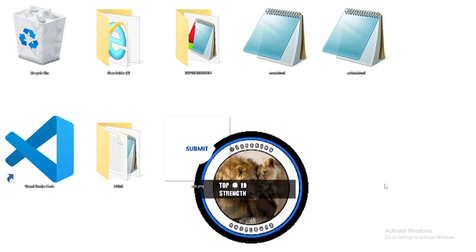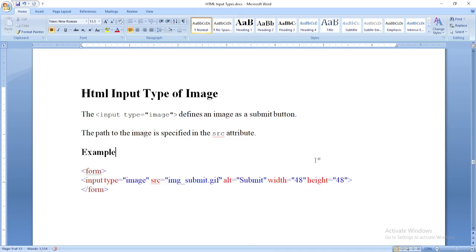Welcome back everyone. Quickly, let's continue our discussion on HTML input types. And right now, we'll be discussing the HTML input type of image. The HTML input type of image defines an image as a submit button. The path to the image is specified in the src attribute below. So I'm going to show you how this works quickly.